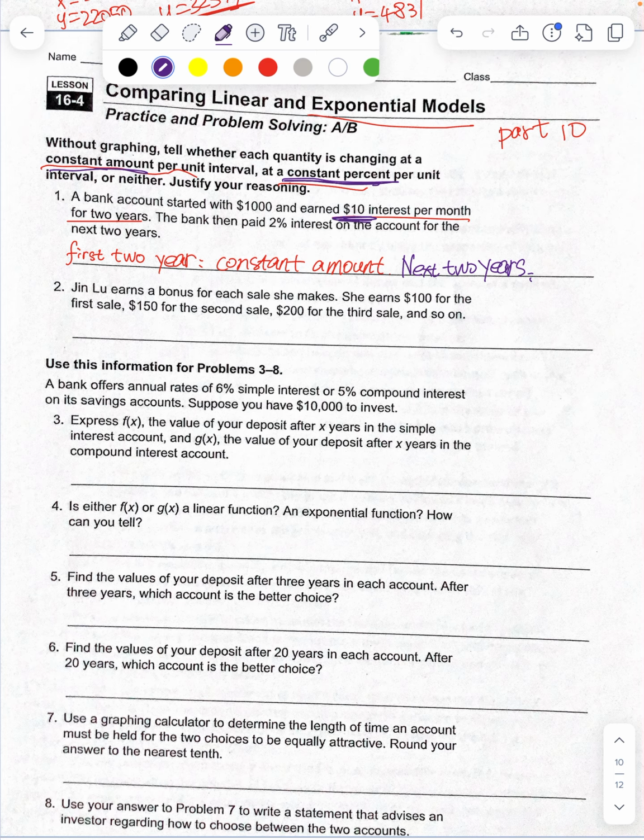Constant means non-changing, right? But the next 2 years, the bank paid 2% interest on the account. So the next 2 years is a constant percent. The percent is not changing. Every year, 2% interest. So one is a constant amount, and the second is a constant percent.